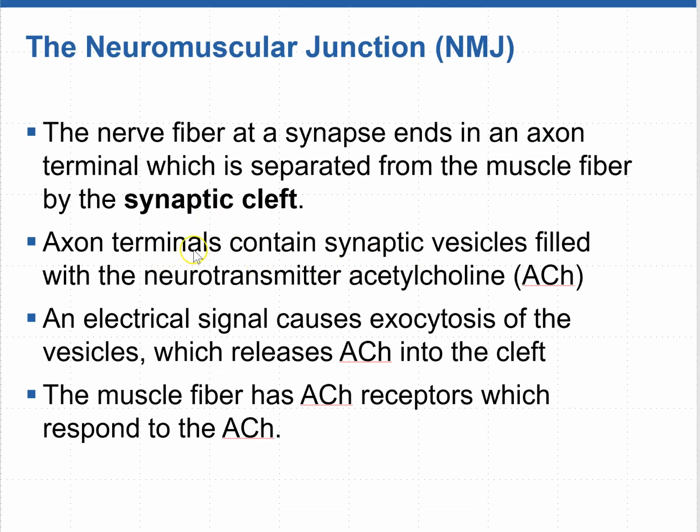So the axon terminal contains synaptic vesicles that are filled with neurotransmitter, and when we think about moving our hand, the signal is sent from the brain along the motor neurons that contain synaptic vesicles filled with acetylcholine. The electric signal causes exocytosis of the vesicle, and acetylcholine is released into the synaptic cleft. And at the neuromuscular junction, the muscle fiber has acetylcholine receptors that respond to the release of acetylcholine.